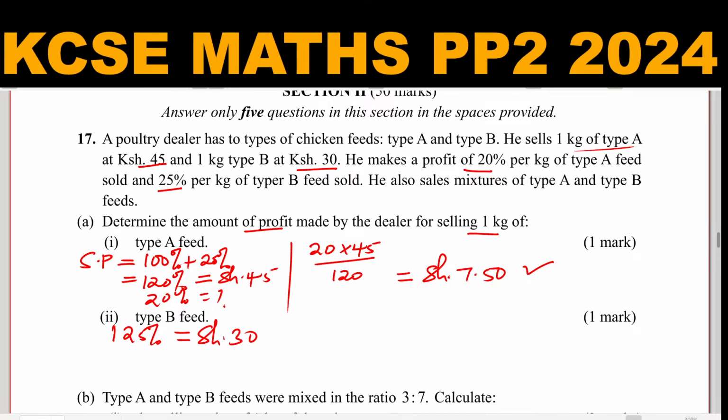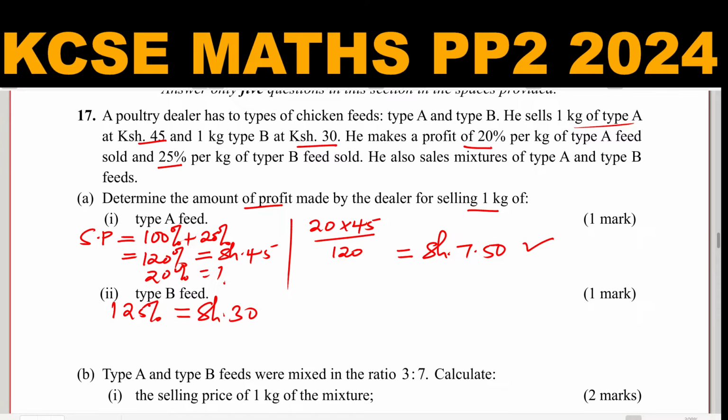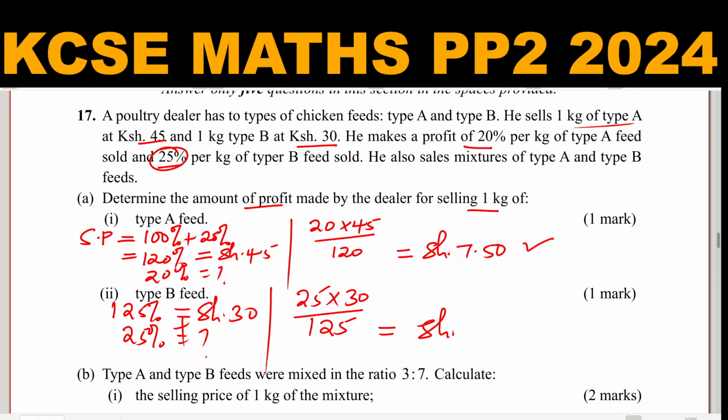30 shillings. And therefore, what about the profit? The profit is 25%. So do the same thing, you cross multiply, so it will be 25% times 30, everything divided by 125. And this will give 6 shillings. So that is all for part A. Let's go to part B.